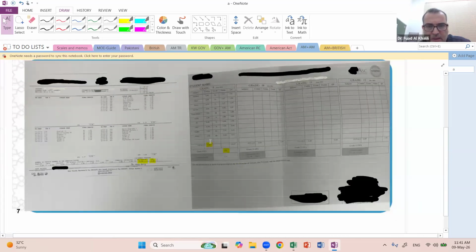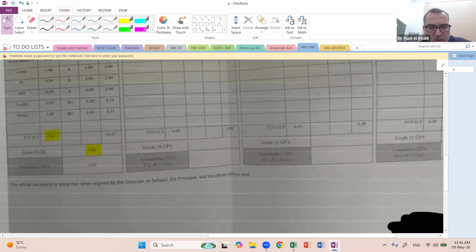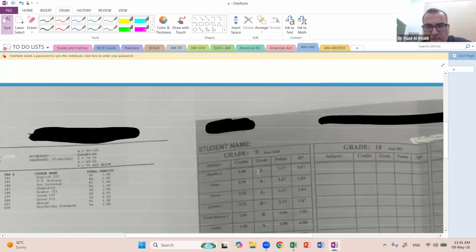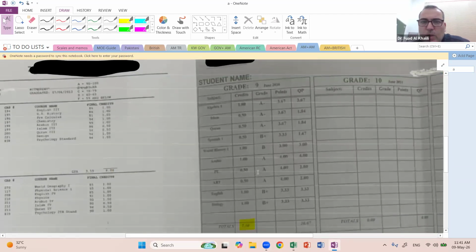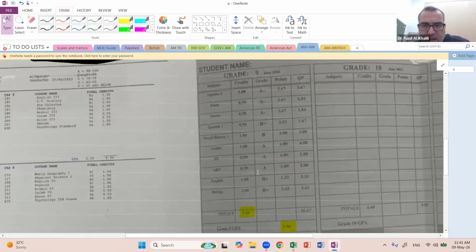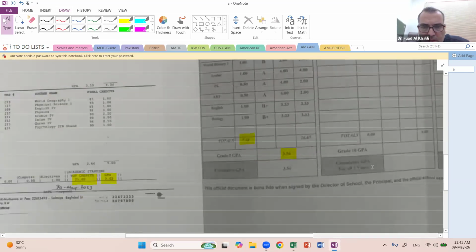This is the first school on the right. If you see the two different schools, one is on the right and one on the left. On the right, apparently, the student came to this school. He finished only grade 9 in this school, and it's an American school. I looked down, as Mr. Fuad, our colleague, said. I assume that their credits are right and their GPA is right.